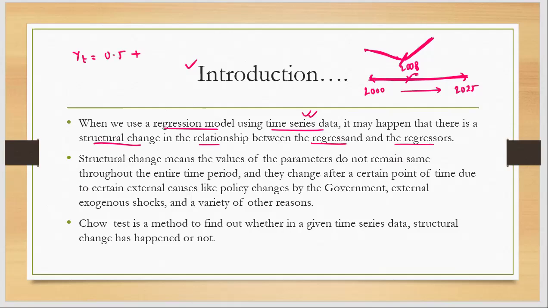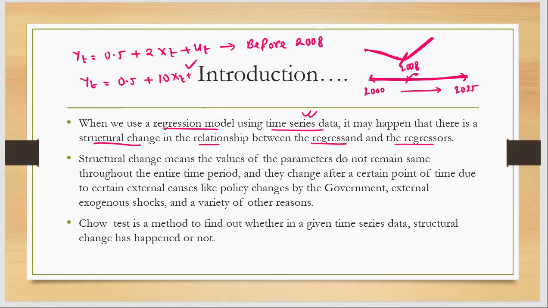For example, I'm saying suppose 2xt plus some ut. Suppose this is the regression model before say 2008. This is just an example. But after 2008, what you see is that the intercept remains the same, but the slope changes significantly. Suppose it becomes 10 now. It can happen, right? It can happen.